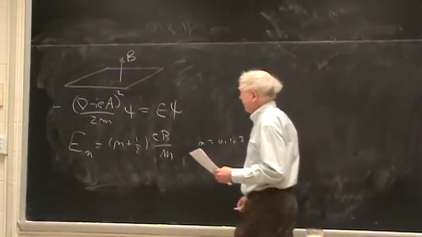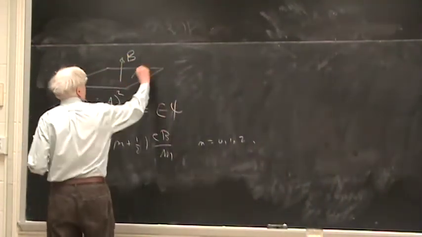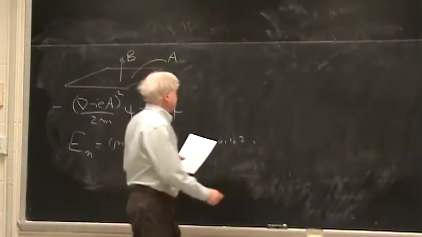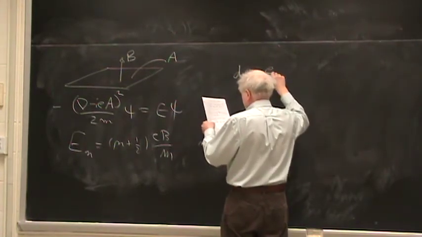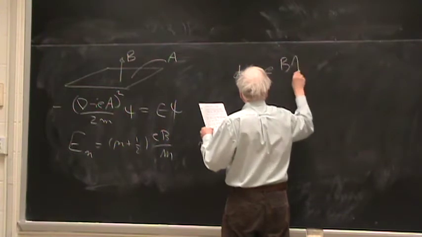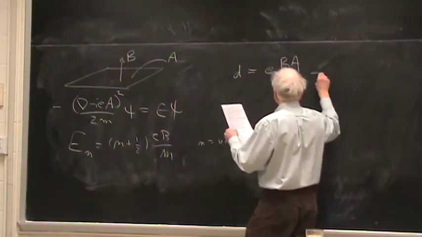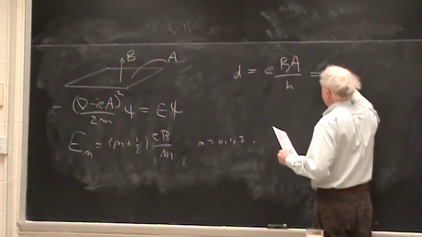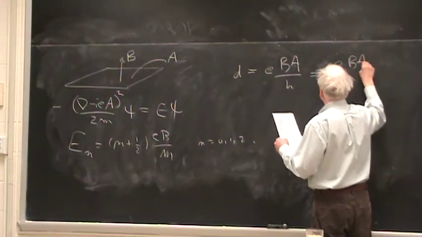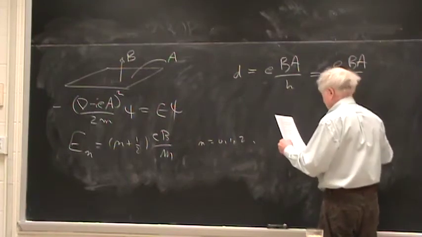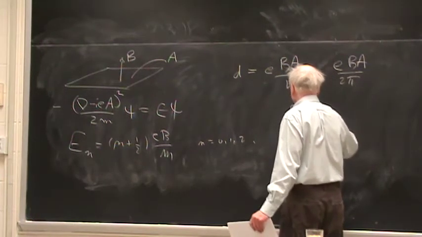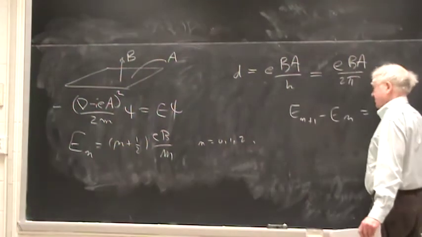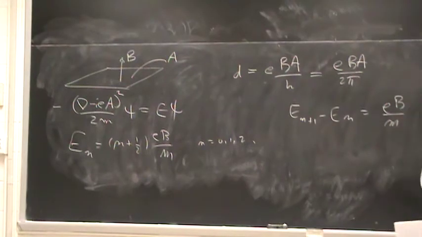Now, if you have an area A, that's the area of the plane, then there's a degeneracy of eBA over h, which is in our units eBA over 2 pi, and the jump, of course, from one Landau level to the other is eB over m. And we're thinking of this as a big jump.